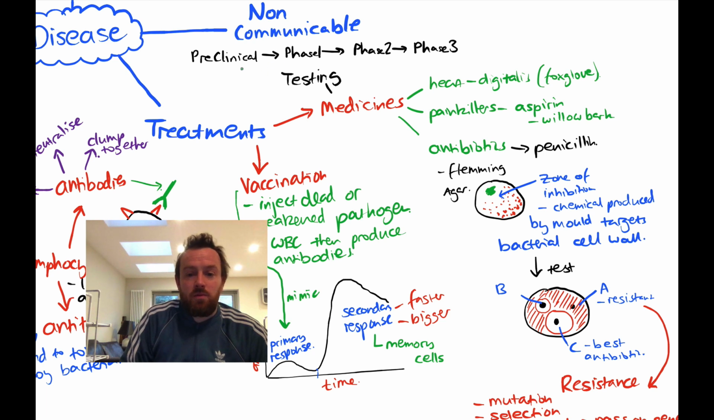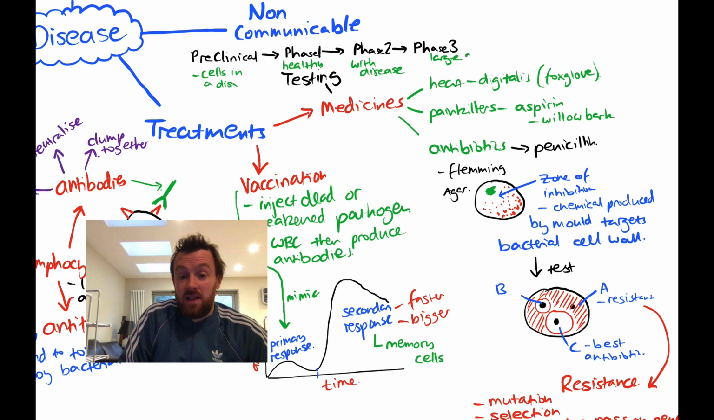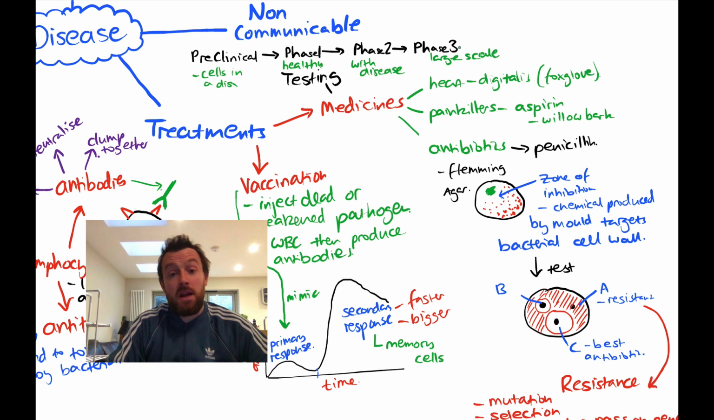Very brief notes on this because we're running out of space. Preclinical is like cells in a dish. Phase 1 is healthy people, and we're testing to see if it's toxic. Phase 2 is people with disease or with a condition, and we want to see if it actually is effective. And phase 3 is large scale trials to look for side effects. So we do extensive testing before any new medicine or any new vaccination is actually released.